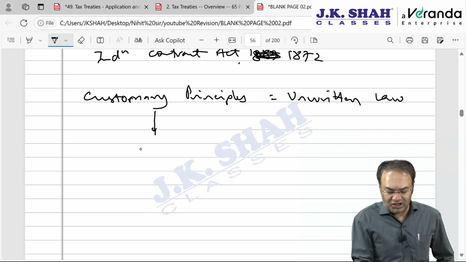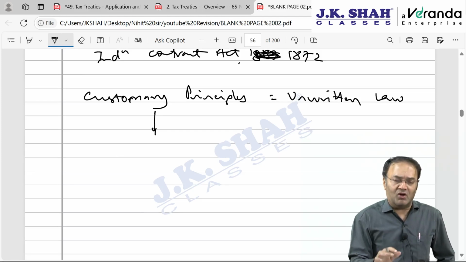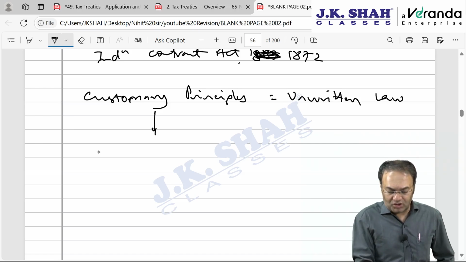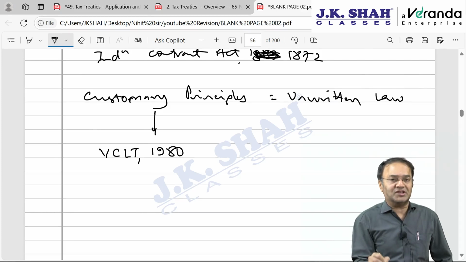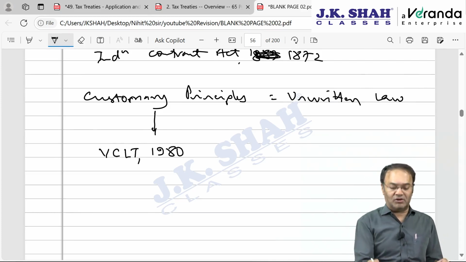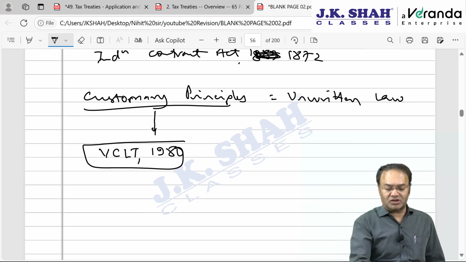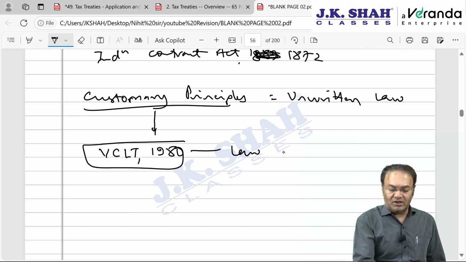However, in 1980, there is one country called Austria, a European country, Austria, not Australia, whose capital is Vienna. There was one agreement between 116 countries called Vienna Convention on Law of Treaties, VCLT, 1980. The work started in 1969, finally concluded in 1980, whereby whatever were the customary principles, whatever countries believe, that was converted into a proper law. And this was signed by 116 countries by January 2018.